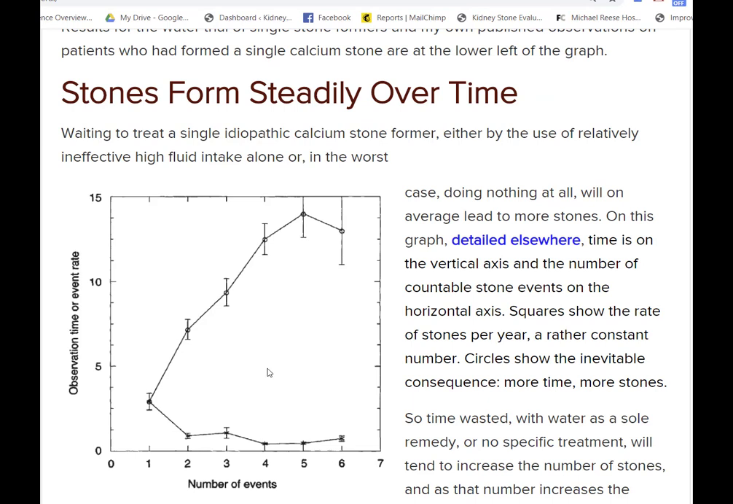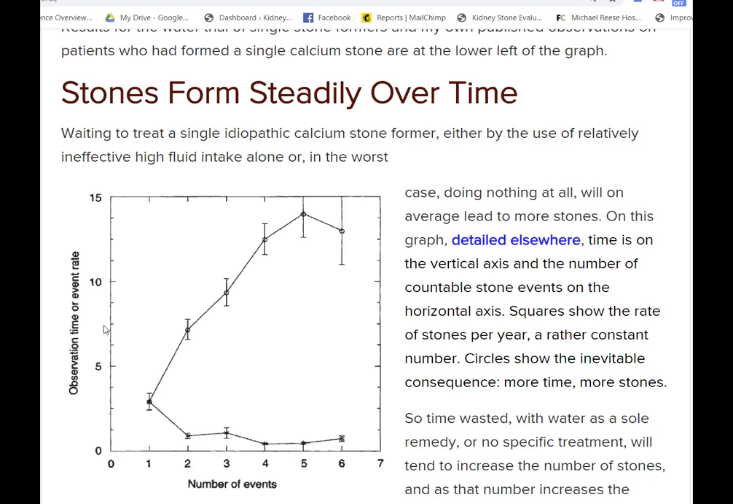This little graph was peeking up at you just a second ago, and I want to show it to you in detail. This line here shows time over which people were observed before their doctor sent them to me for stone prevention. Some people were sent right away. The average person was sent at about 2.5 years after their first stone, something like that.